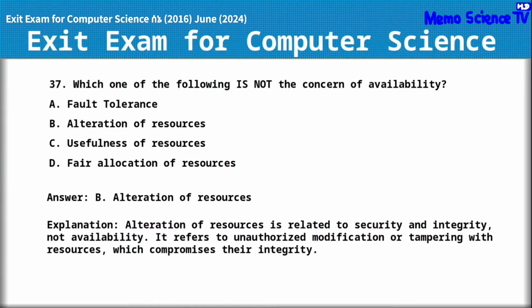Alteration of resources is related to security and integrity and not availability. It refers to unauthorized modification or tampering with resources which compromises their integrity.